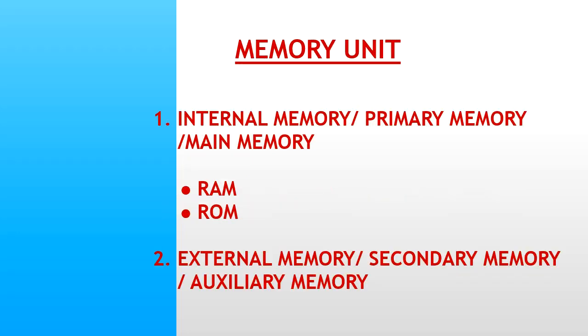A memory unit is the principal storage of the computer. It stores both data and instructions. It can be broadly classified into internal memory and external memory. Internal memory is also known as primary memory or main memory, which is again classified into two parts, that is RAM and ROM. External memory is also known as secondary memory or auxiliary memory.